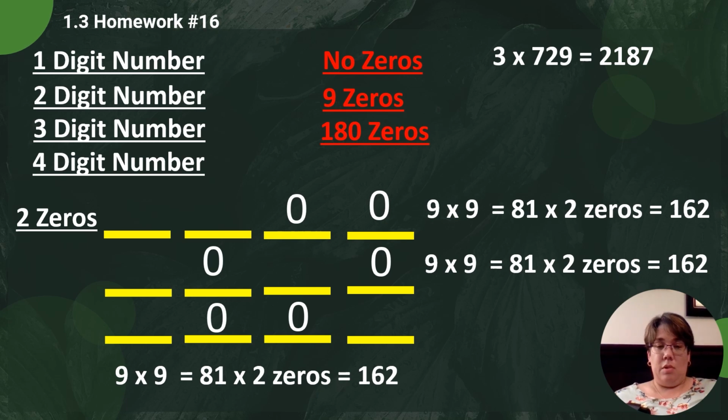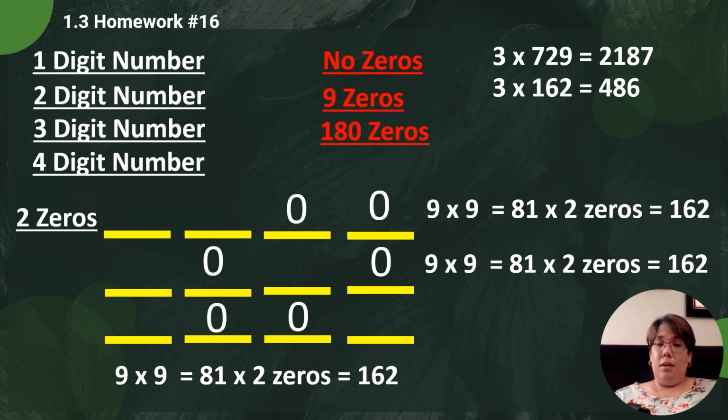All right, so that's 2 zeros. So I'm going to add that up here in the top. That's going to be 3 times 162, so that's 486 zeros with 2 zeros.